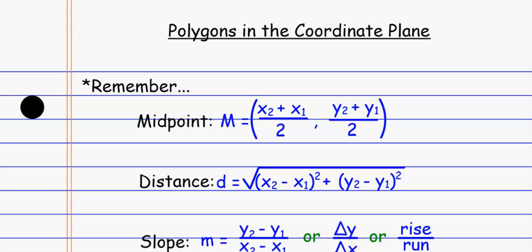Hi there, folks. Today we're looking at polygons in the coordinate plane. As we look at these things in the coordinate plane, we really just need to identify certain aspects of them, like the length of each piece, or the angle at which they come together, whether it's parallel or perpendicular, that kind of thing.